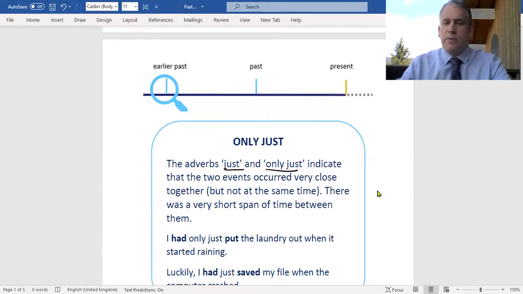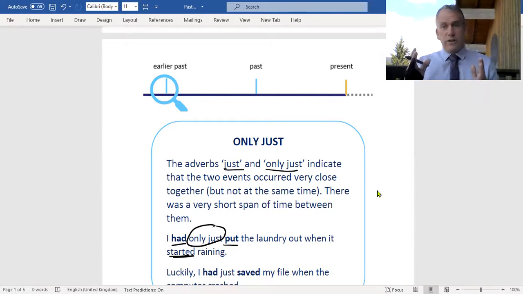Again, I have an example. I had only just put the laundry out when it started raining. I had put, past perfect. This is the thing that happens first. When it started raining, past simple. So we know that the rain happened afterwards. But because we've got only just, we know that these two events happen very close together.